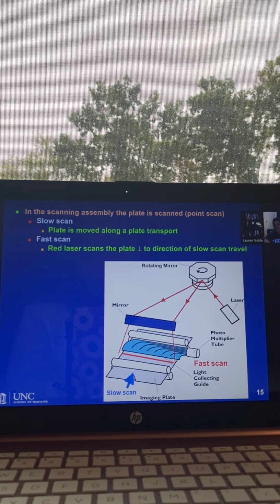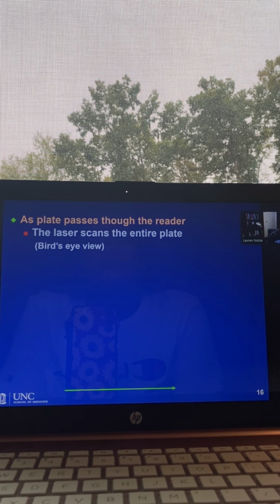So the laser scans the plate. Like I said, there are mirrors in here to reflect the laser. That's not something I get hung up on, but it is important to know that it is a laser that is scanning the plate. There just has to be some way to direct that light to the imaging plate, and that's why you have mirrors in here. But it's a laser that scans that plate. And in actuality, that laser is a red helium laser. It emits red light.